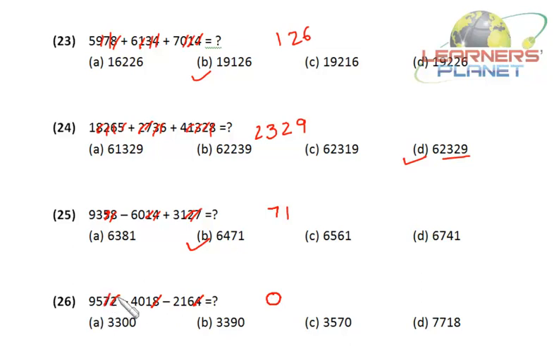7 minus 1, that is 6, minus 1, 5, 5 minus 6, minus 1. We cannot write minus 1, so further we have to borrow 1. So 10 minus 1, it will be 9. So the last two digits will be 90, which we are having only in this option. So 3390 will be the correct choice. Okay, friends, I hope you are clear with the problem.